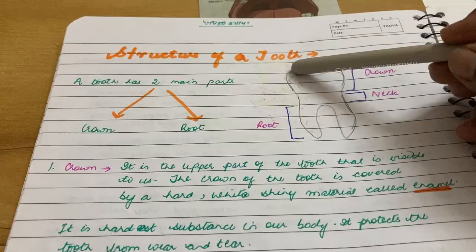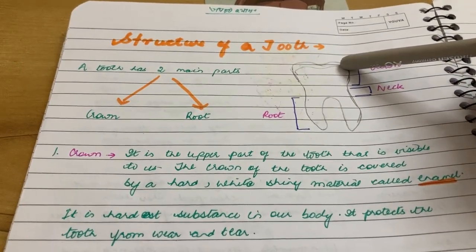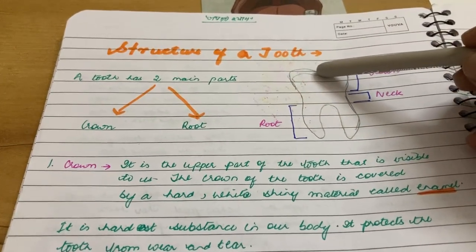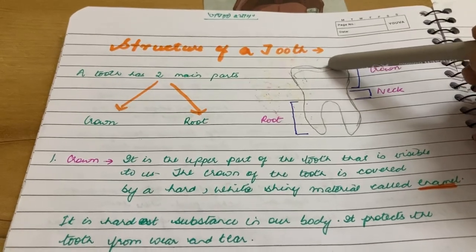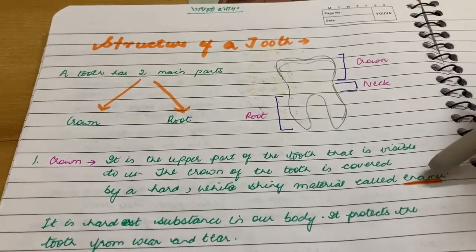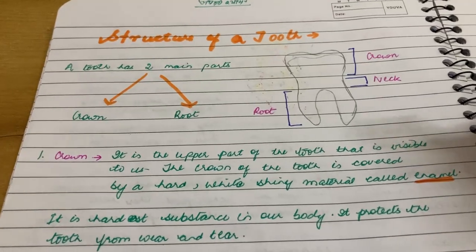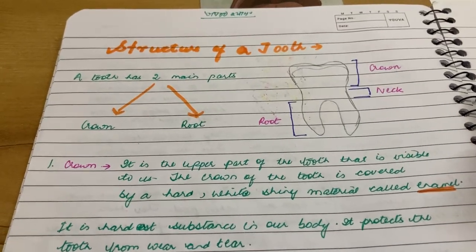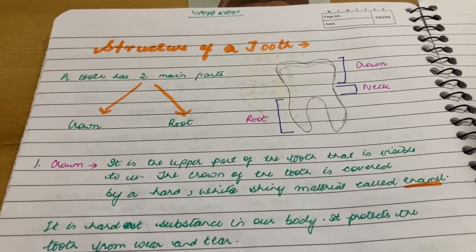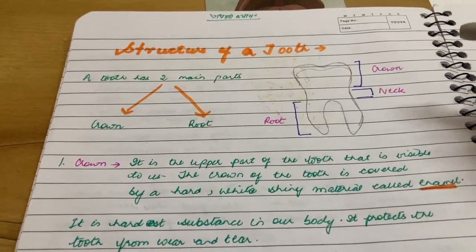The crown of the tooth is covered by a hard, white, shiny material called enamel. So what is the covering that the crown has? It is a hard, white, shiny material which is called enamel. And in exams, my dear students, we may have a question of what is enamel, or it can be in the form of fill in the blanks, as in what is the hard, white, shiny material that the crown is covered with. So the answer will be enamel.